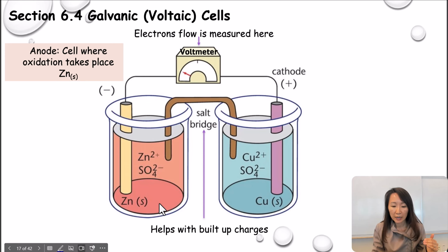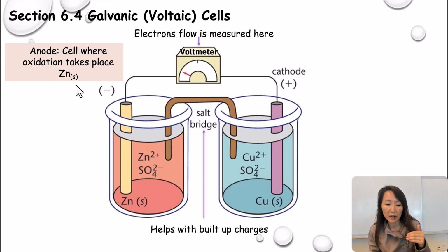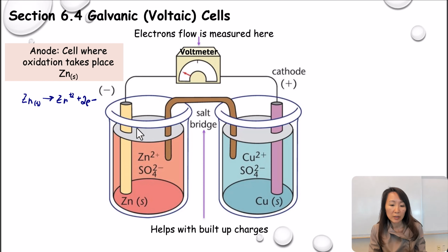On the left-hand side, or this entire cell, this is where the oxidation takes place. This is where the zinc forms into zinc 2+. So let's write that. Zinc solid is forming into zinc 2+, and it's losing 2 electrons. So this portion over here, here's my zinc solid, and it's forming into zinc 2+, as you can see, going from here in this direction, and this is where oxidation is taking place. It's also known as the anode.